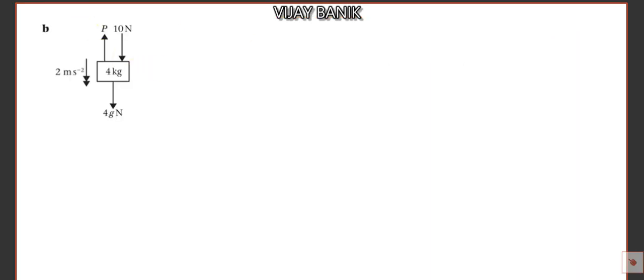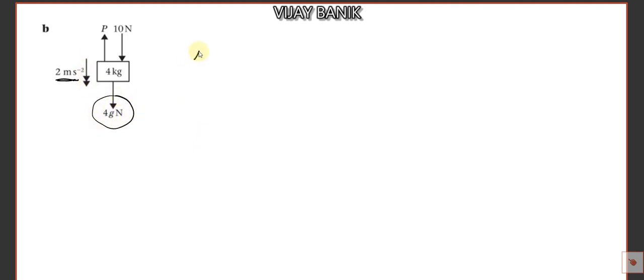Can you see the force here is acting only vertically? There are no horizontal forces here, and it is accelerating. So in this case, it is not in equilibrium in the vertical direction. It is accelerating. Therefore, by the formula I already mentioned, whichever side the acceleration is, that side is positive.